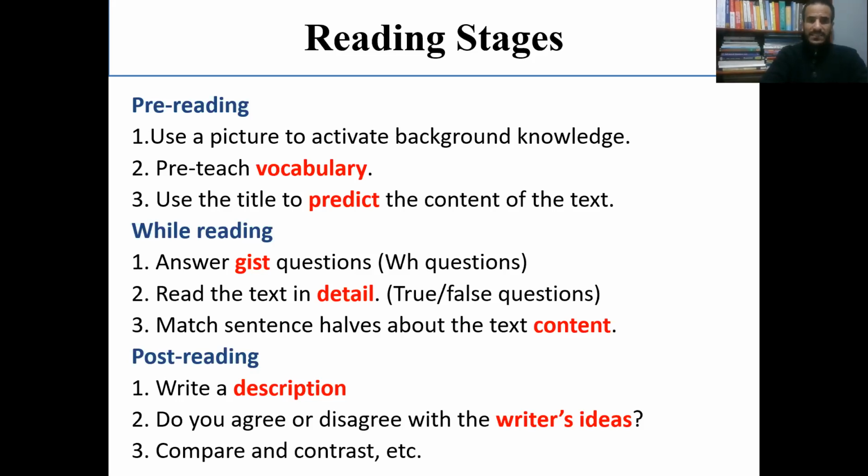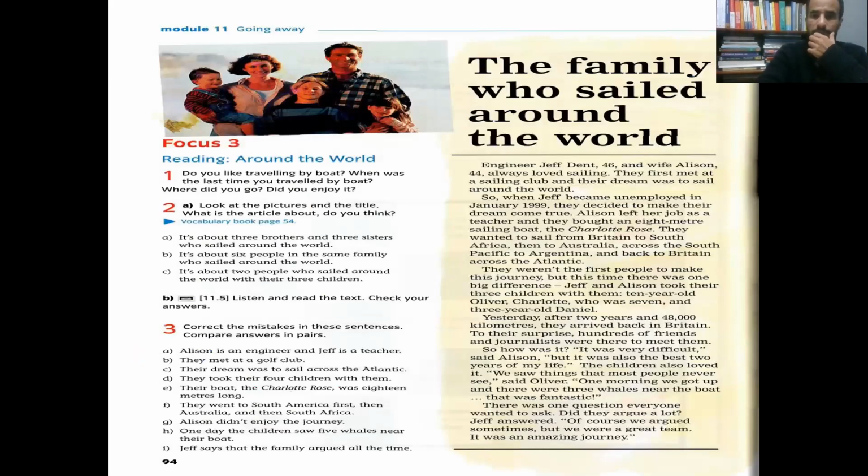While reading, answer general questions, details, WH questions. Read the text in detail, true or false questions. Match the sentence halves about the text content. So these are the while-reading tasks: WH questions, true or false, match, complete, etc. And then there is the last stage, which is post-reading. You can ask students to summarize, to describe, to compare, or to say whether they agree or disagree with the writer's ideas, etc. So when you are teaching, try to avoid the problem that Jamal faced, which is skipping the pre-reading stage. Okay, great. Now, let's practice again.